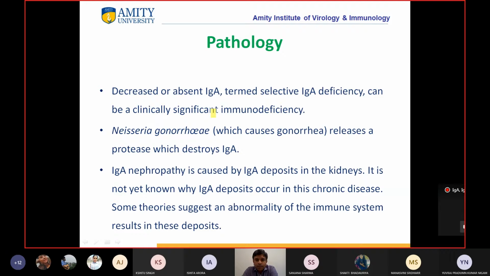Now IgA nephropathy is caused by IgA deposits in the kidney. Sometimes immunoglobulin A gets deposited in the kidney, and because of that it can lead to a disease condition and cause damage to the kidneys. I will not talk about nephropathy in detail here because when we talk about hypersensitivity, in one of the cases these immune complexes get deposited. So when we talk about hypersensitivity, we will talk about glomerulonephritis and nephropathy. This is just to make you understand how important IgA is, and that it can also lead to various disease conditions.